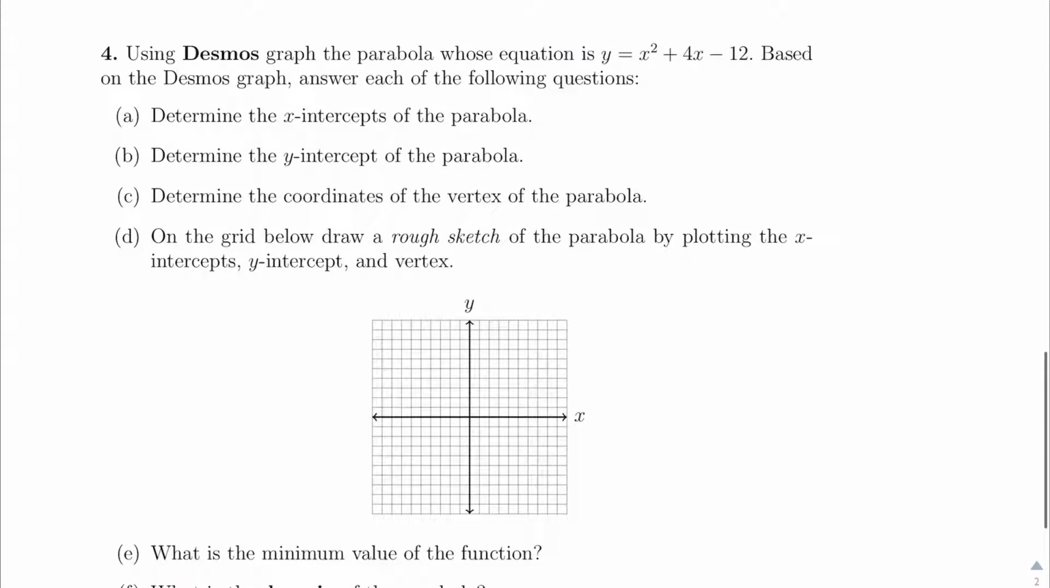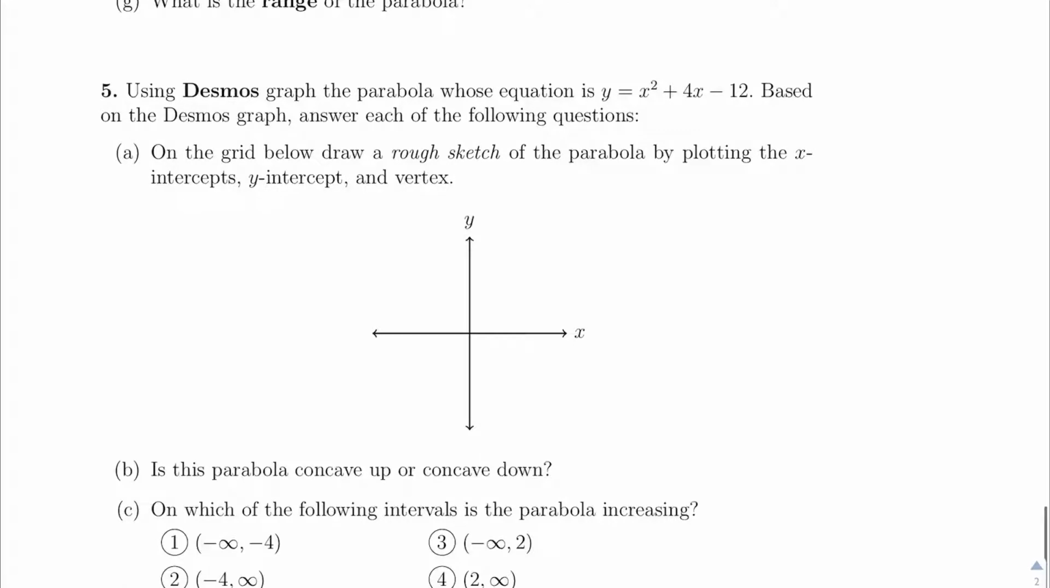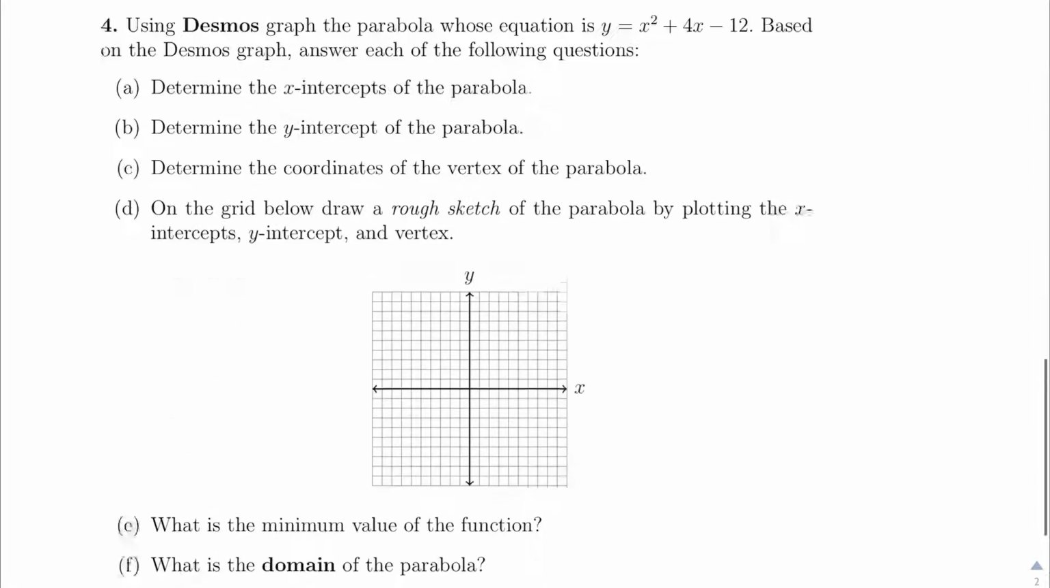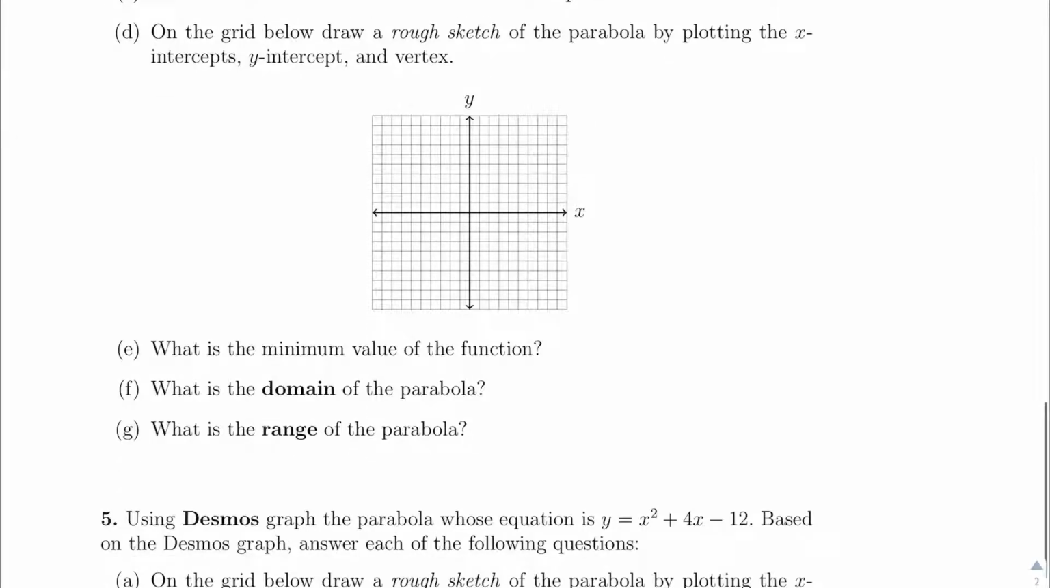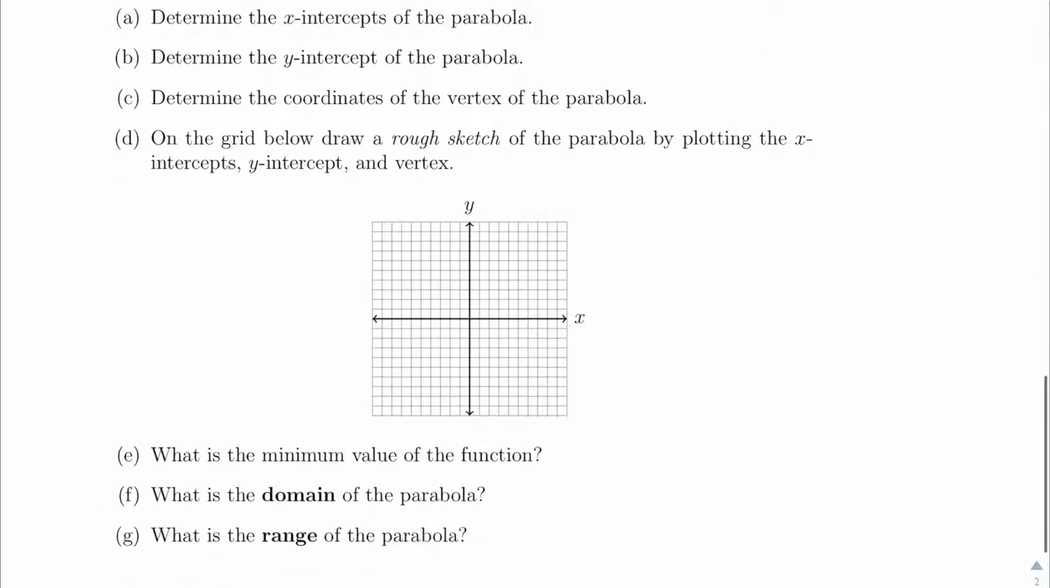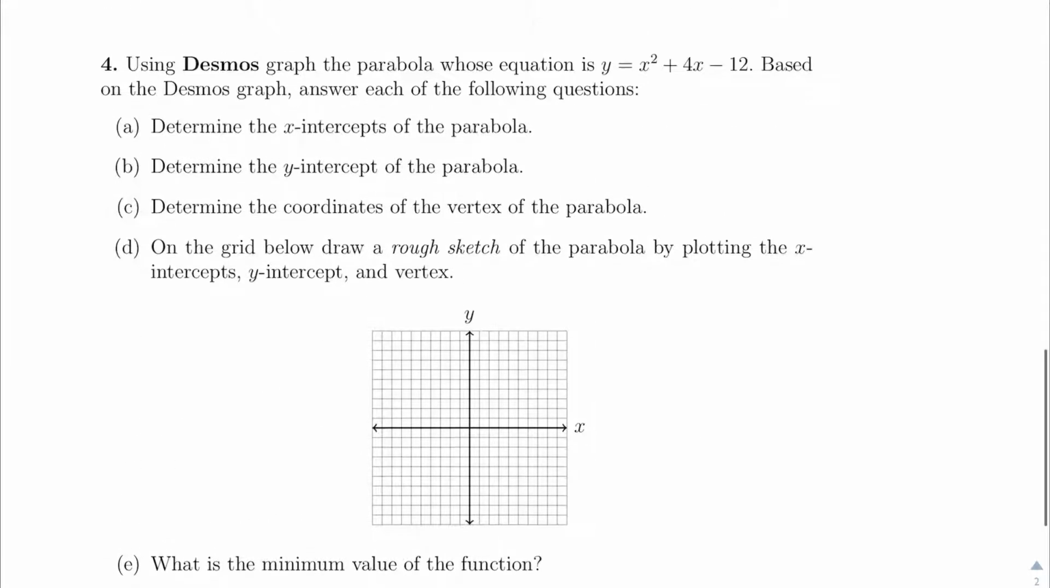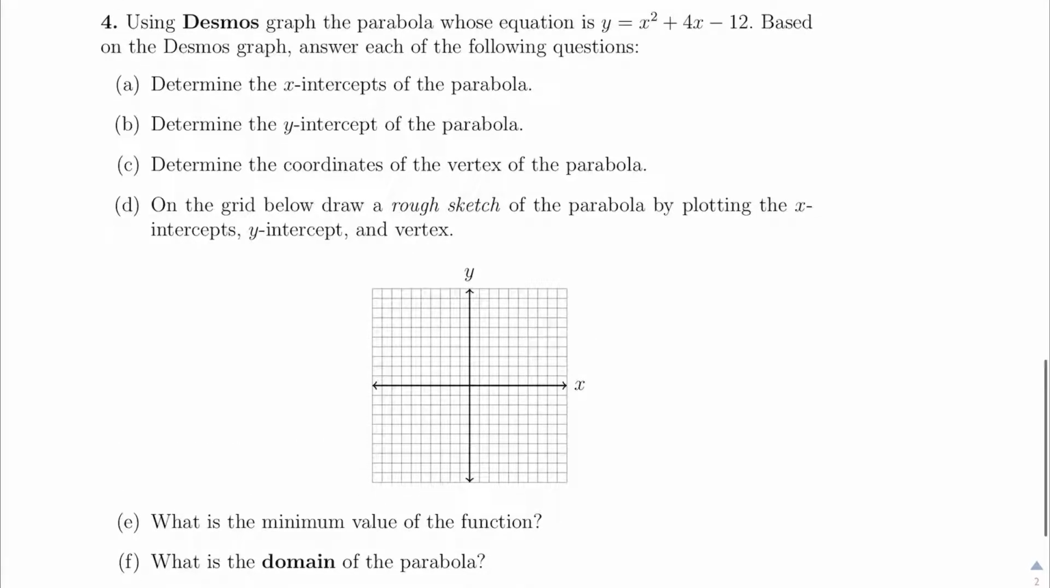So for number 4 and number 5, let's see. I don't know that I want to do both of these. Yeah, let me just do number 4. And yeah, you guys can figure out the rest. So y equals x squared plus 4x minus 12.